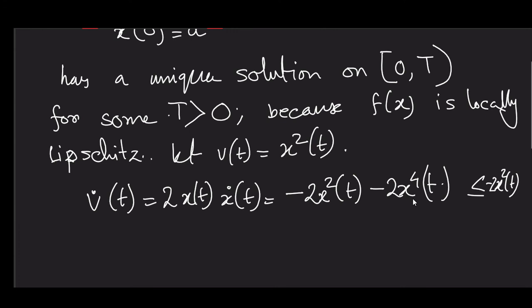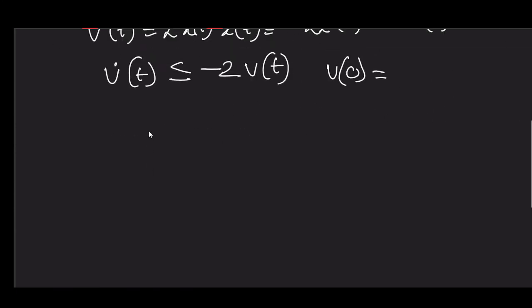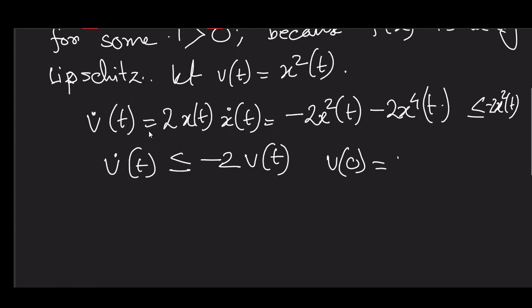Now here we can say that V t satisfies the differential inequality that v dot t is less than or equal to minus 2 V t, right? And here we can say v0 is equal to what? v0 will be, if your x naught is equal to a, v0 will be a square, right?